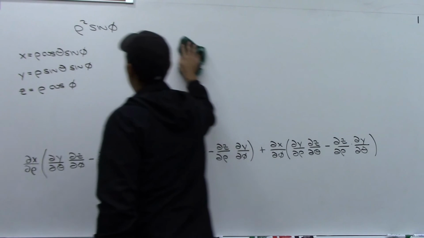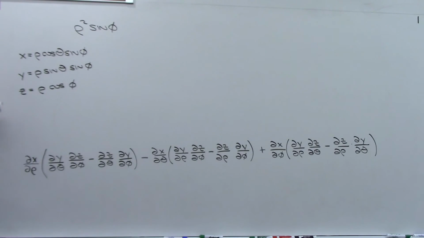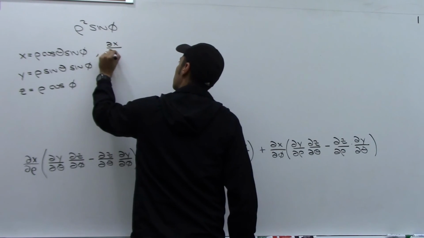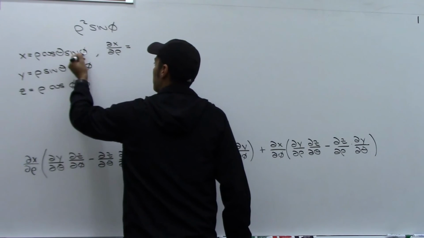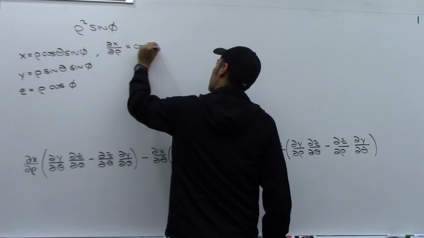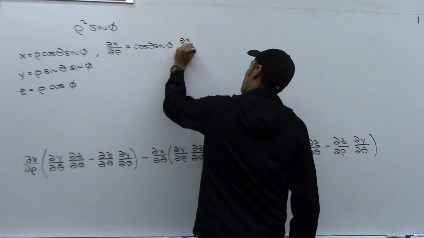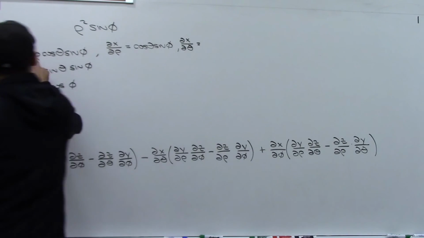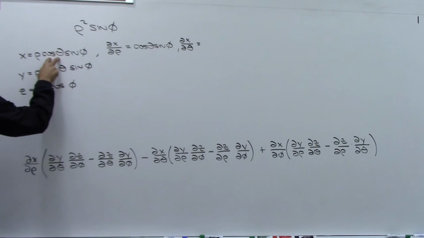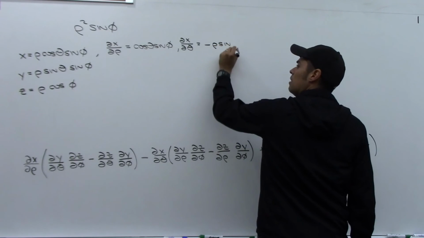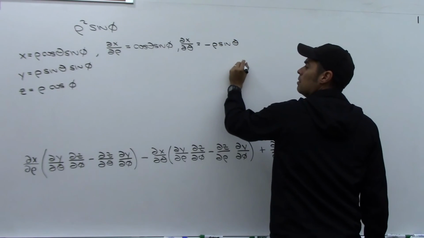Now I'm going to need some things here in order to do this. I'm going to need the partial of this with respect to rho, partial of this with respect to theta, partial of this with respect to phi. So let me get all of those and just put them next to it. The partial of x with respect to rho equals, so this is our variable, everything else is a constant, cosine theta sine phi. Okay, what is the partial of x with respect to theta? Well, this time treat rho and sine phi like constants, so the derivative of cosine theta is negative sine theta. So I'm going to get negative rho sine theta sine phi.